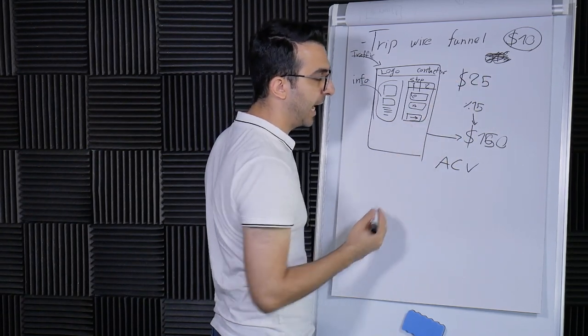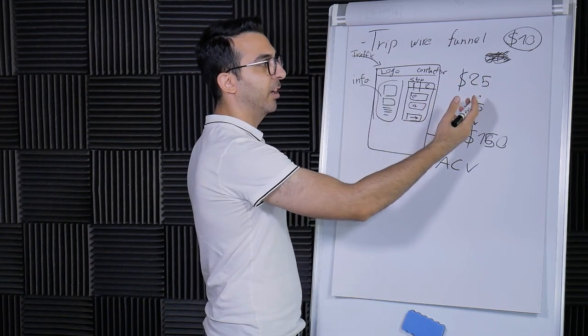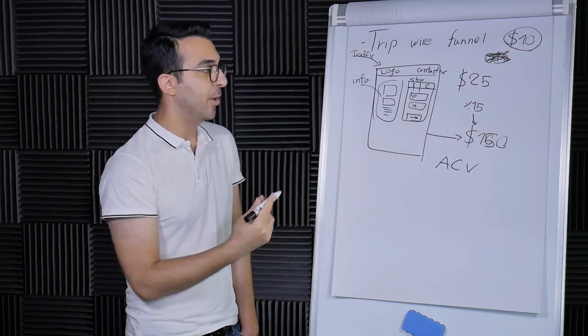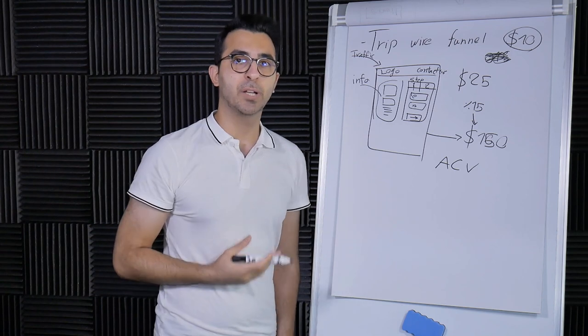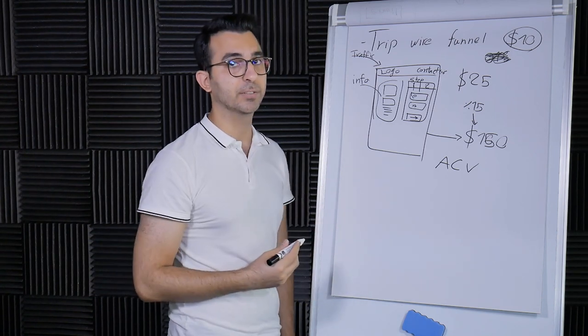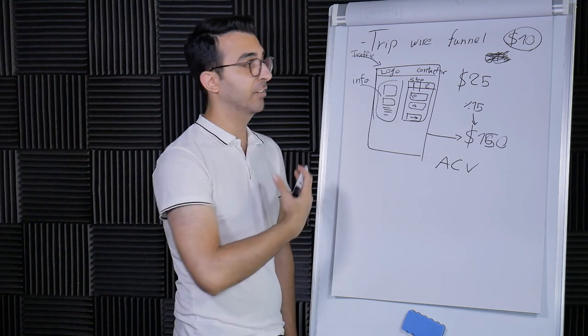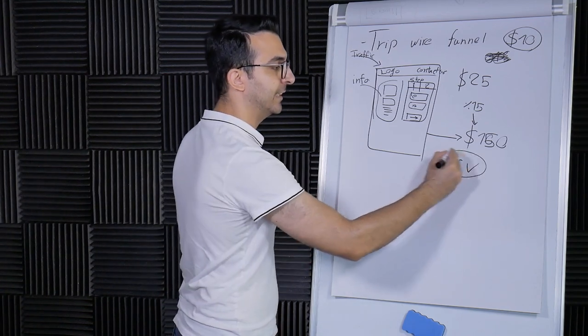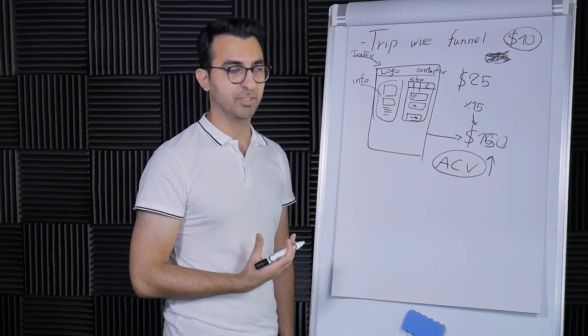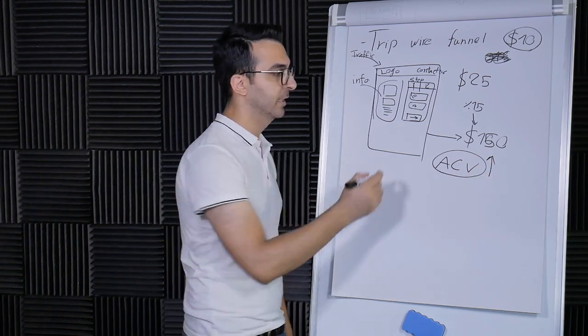$25. You are running an ad, you spend $25, so you can sell a $10 product. Now, in this way, you're losing money, right? Every single sale you have, you're losing $15. How can you fix it? By increasing the average cart value. You must increase that average cart value. How can you do it?